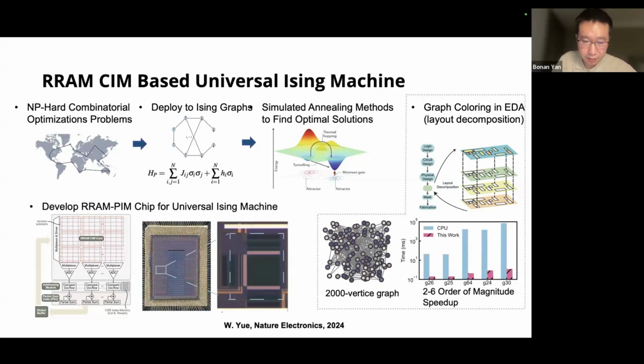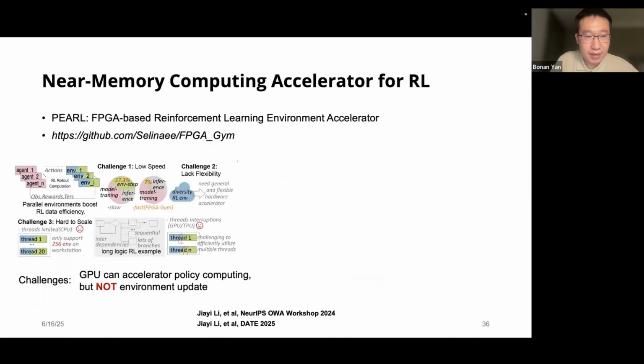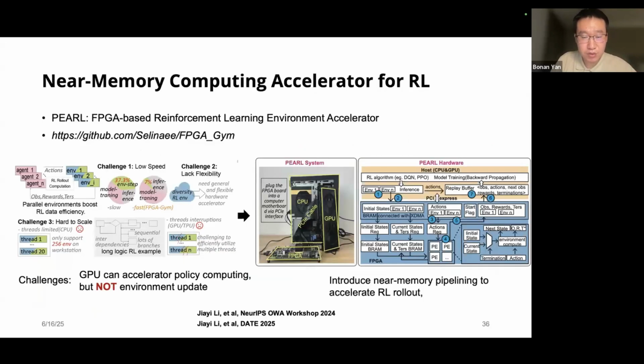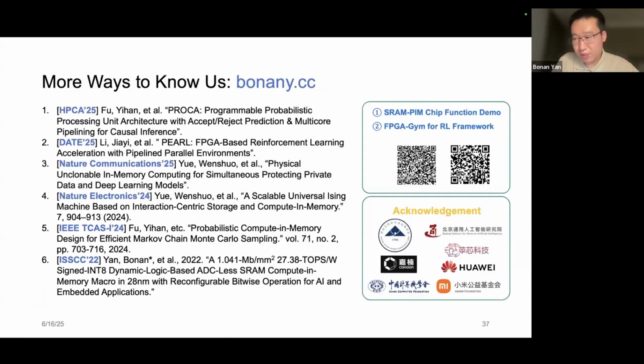It was published in Nature Electronics last year. There is also the near-memory computing for reinforcement learning, which is basically an FPGA design and software toolkit for reinforcement learning acceleration. So yeah, that's it. If you're interested, you can refer to our recent papers, and there are 2 QR codes for the GitHub and also our demo video.